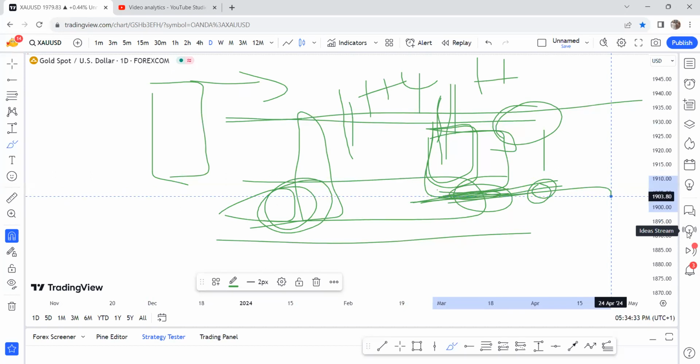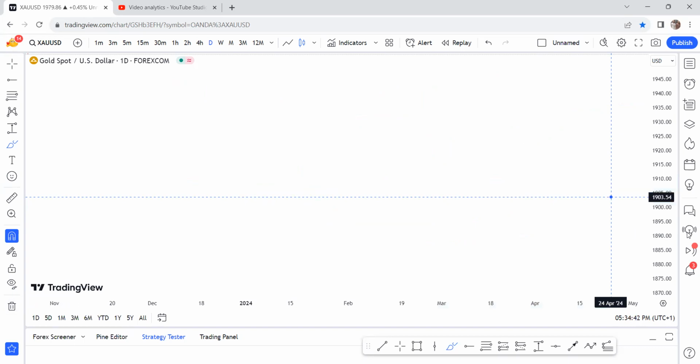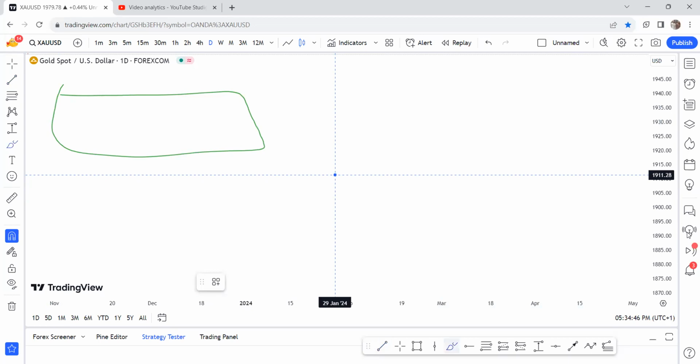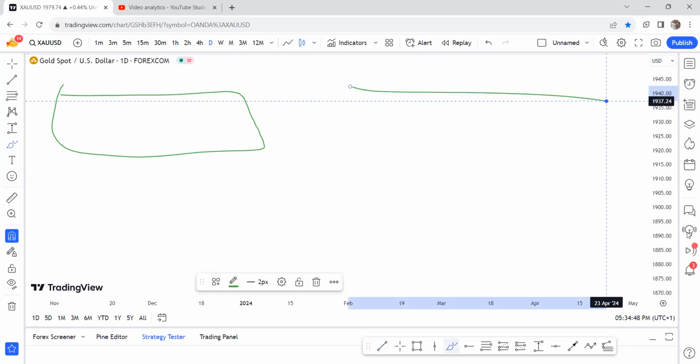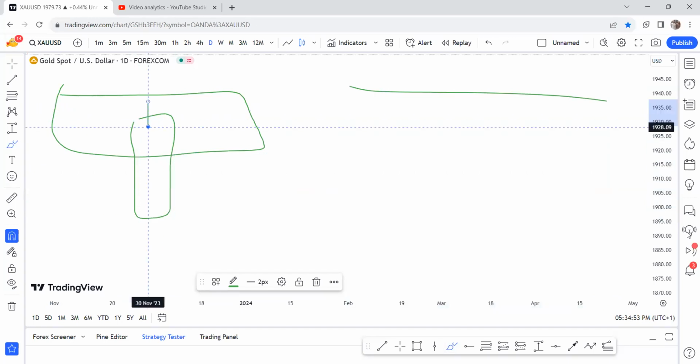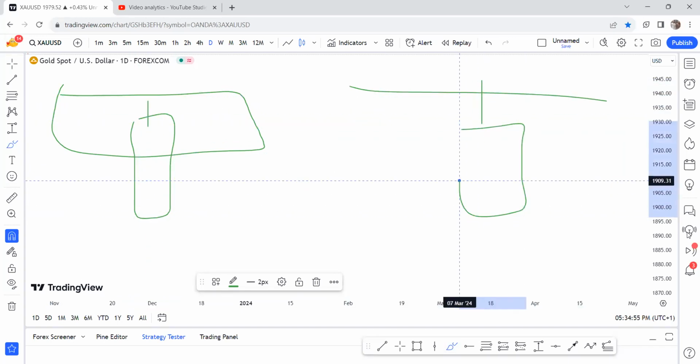Does it make sense? Do I repeat myself? Okay, let me repeat myself. Now, this is an engulfing zone. This is an SNL zone. Now, price came, closed inside this zone. Price came, reacted inside this zone.